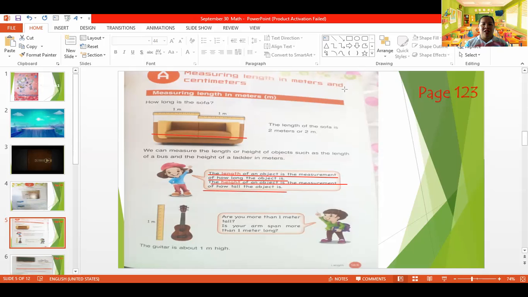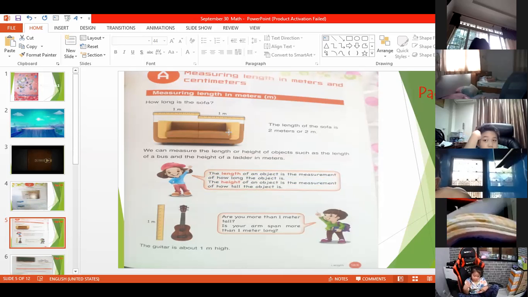So that is the difference of length and height. Always remember that. Length is how long the object is, and height is how tall the object is. Do you understand about the length and the height? What is length? How can you explain it in a simple sentence? How did you know that is length? Anyone?